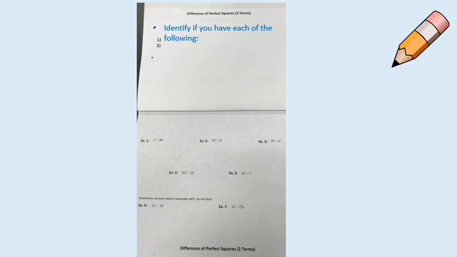For the first bullet, let's write down identify if you have each of the following. Next to number 1, you need a difference. Next to number 2, you need a perfect square. Well, what does that mean? A difference means you have to have one factor that's positive and one factor that's negative. You need to have one difference.